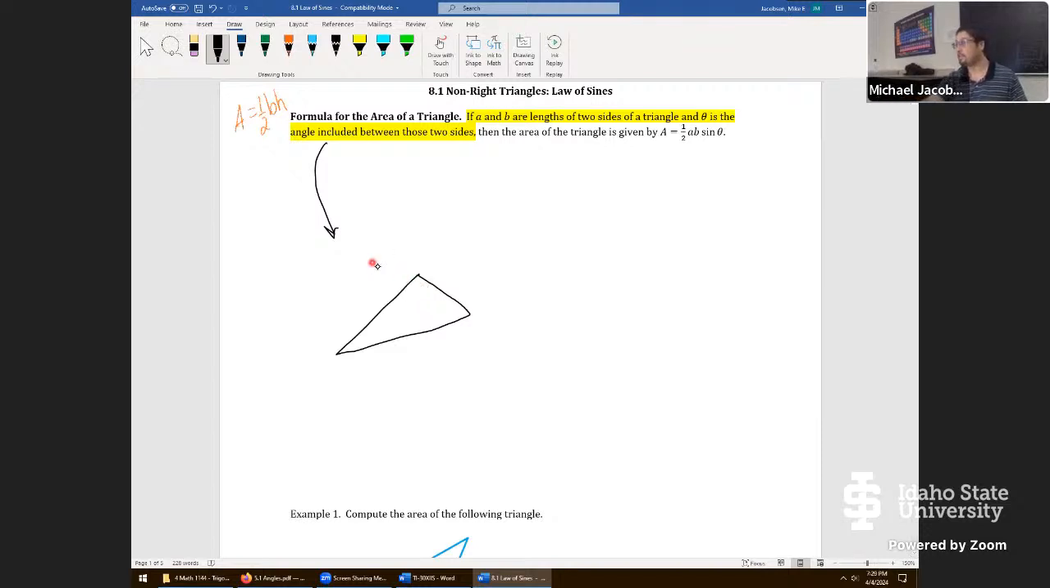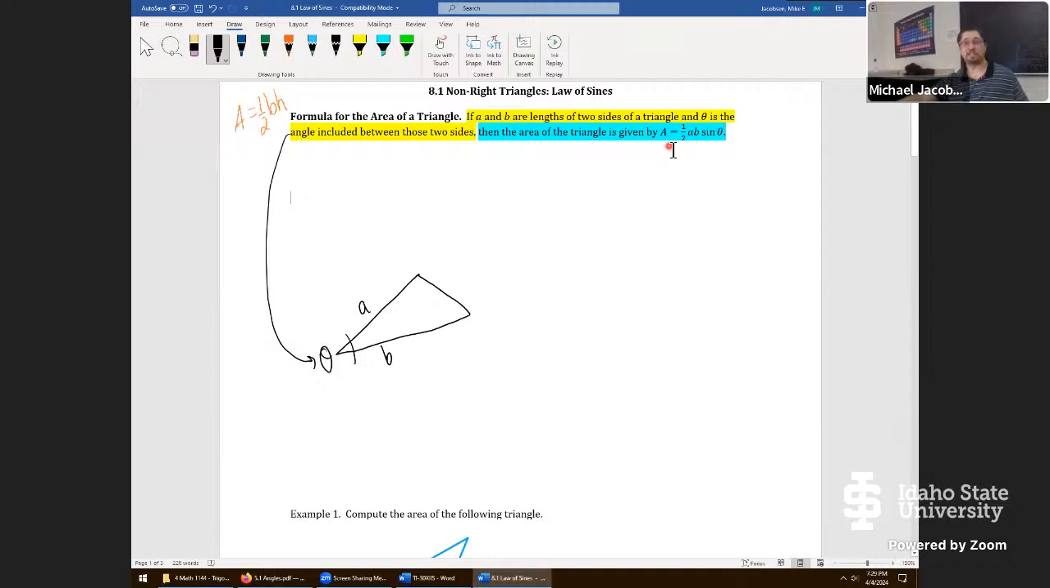That's a non-right triangle. A and B are the lengths of two sides of the triangle, and theta is the angle included between those two sides. They're saying that theta should be right here, the angle measurement between side A and side B. So this whole big statement in yellow gives us this as an outcome. Any questions, folks, to that stage? Okay, then they say the area of the triangle is this.